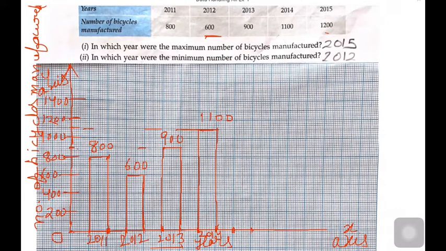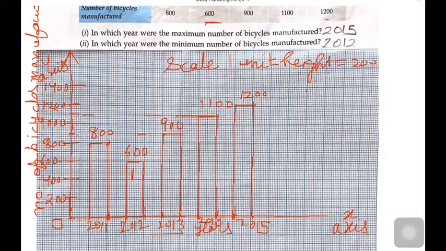Now again leave the gap of one box. Fine. So the next reading is 1200 in the end. So we are going to make the line for 1200. So as you can see this is 1200. So first I'll be making a horizontal line on the top. So this is your 1200 and this is for 2015. Fine. In this we are going to write the scale also. Scale will be 1 unit height, 200 bicycles.